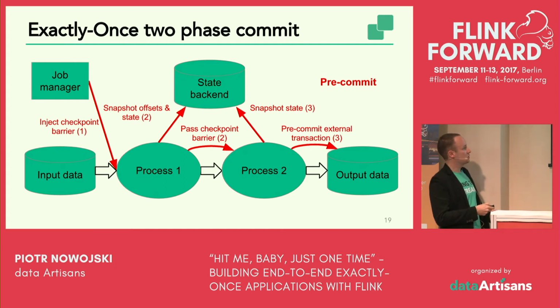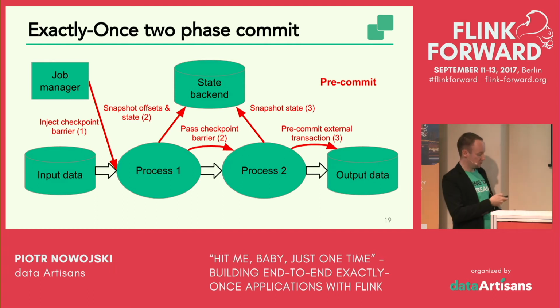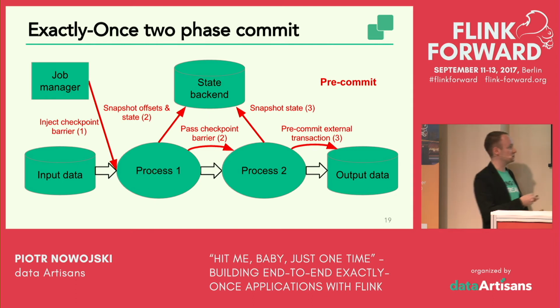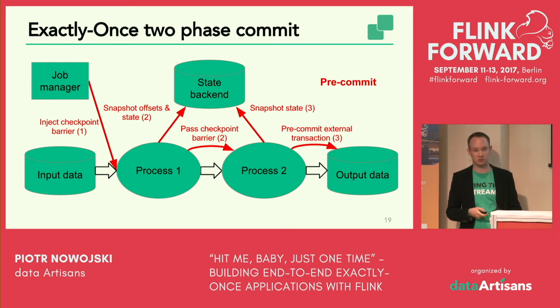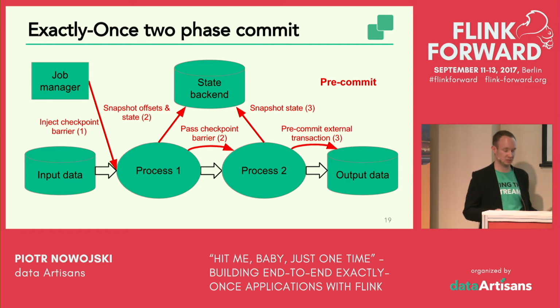About the pre-commit: once the pre-commits create a snapshot and the checkpoint barrier passes through all of the processes, there will be a snapshot of the state of the whole application. Those values will be stored in the state backend, and the external transactions and external states, the pre-committed state, will be part of this checkpoint. And in case of failure, we will roll back to this point in time, to this transaction, to this snapshot.